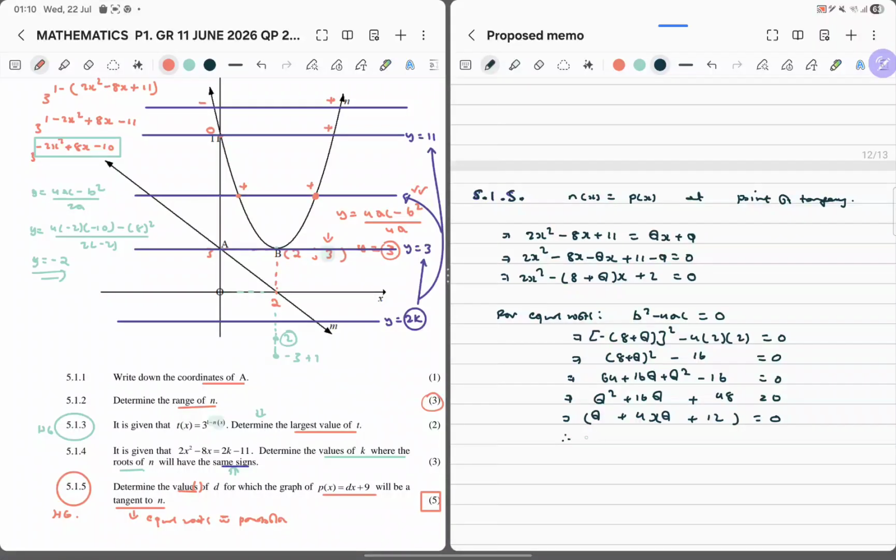So therefore D should be equal to minus 4, or D should be equal to minus 12. Now these are indeed true because a negative gradient here of this nature or that nature, any negative gradient could intersect here as a tangent or intersect there as a tangent. All right, so nice and easy, guys.